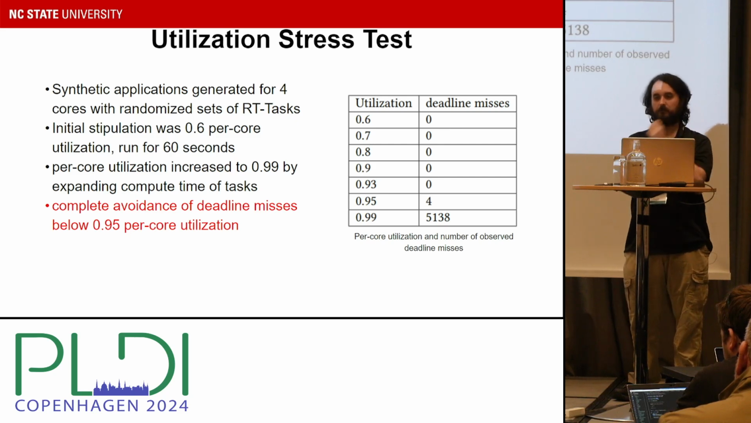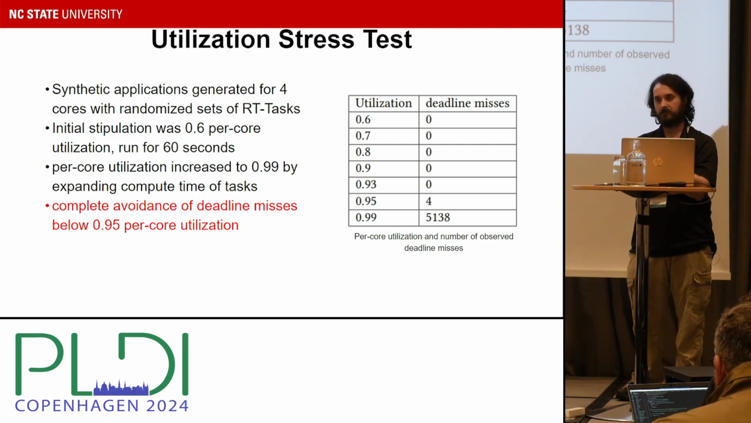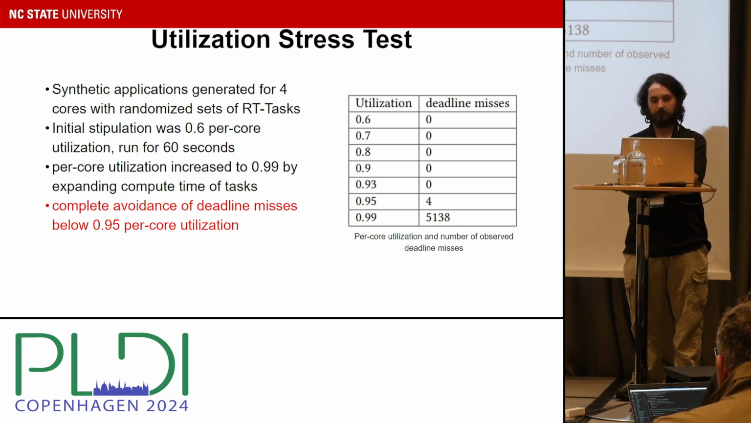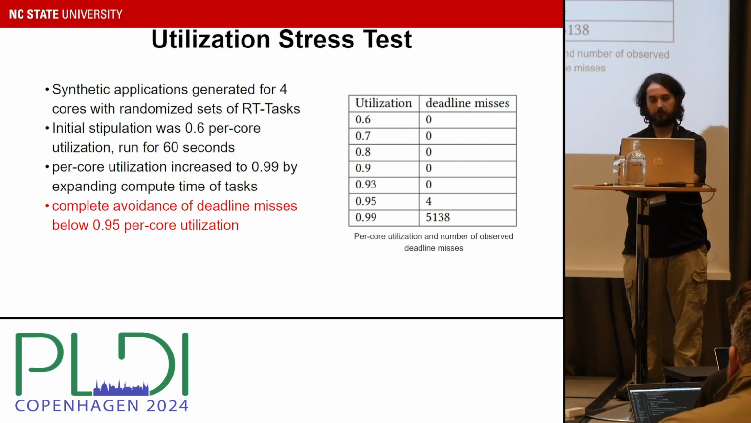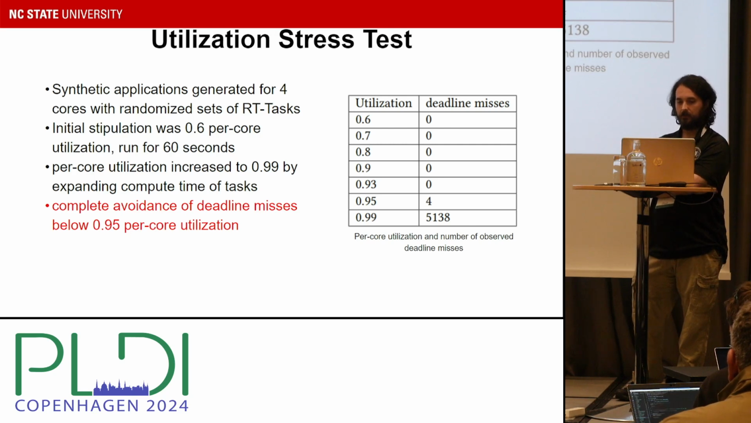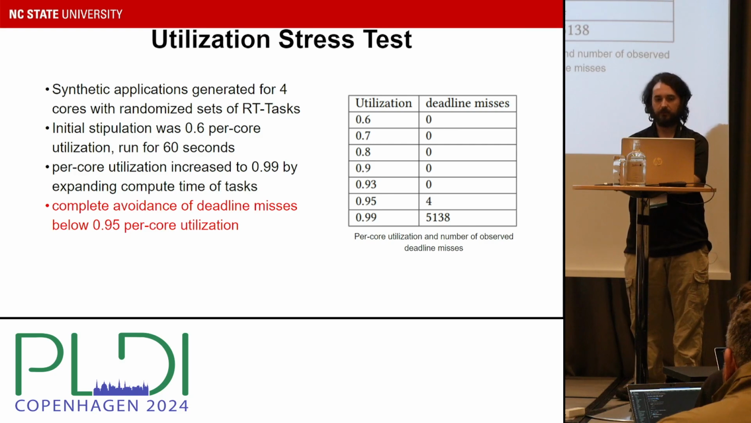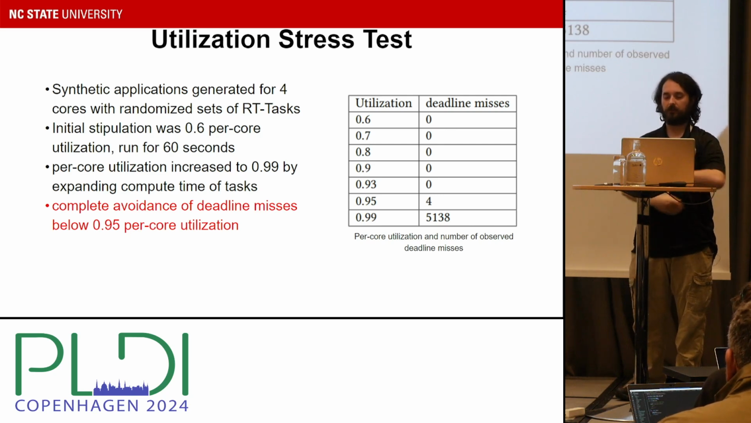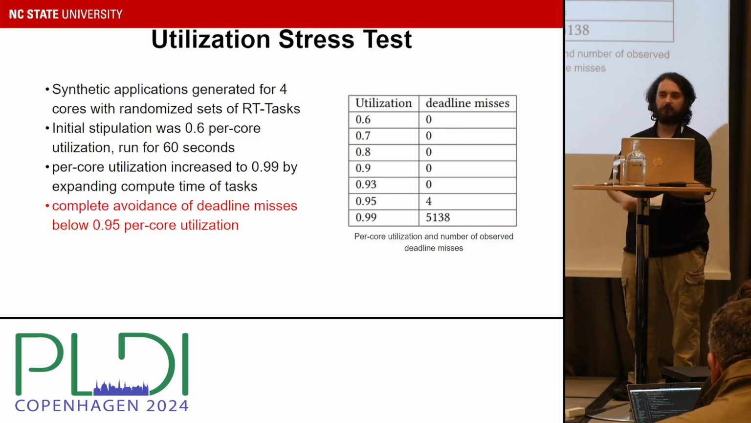We got up to 0.93 utilization per core. Utilization in this case was uniform across cores for our 4-core system. So this is a per core utilization of 0.93. And we were able to get that high without any deadline misses at anything below 95% utilization per core.